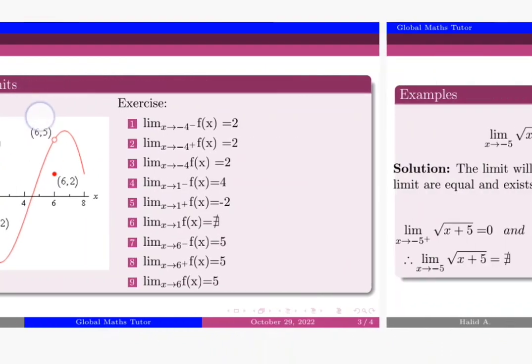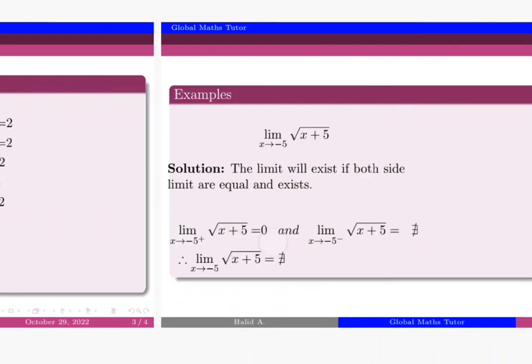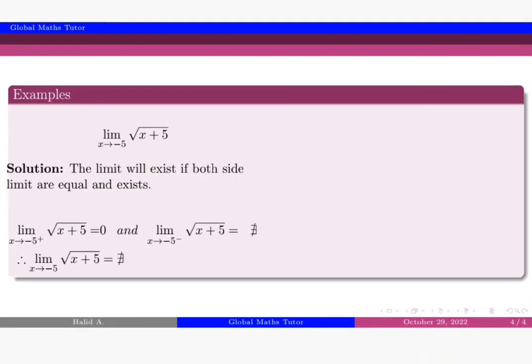This is the graphical expression. What about mathematically? For example, for the function radical x plus 5 as x approaches negative 5, at exactly negative 5 we know that negative 5 plus 5 is 0, but what is its limit value from the positive and from the negative side? From the positive side means when we approach from this side.